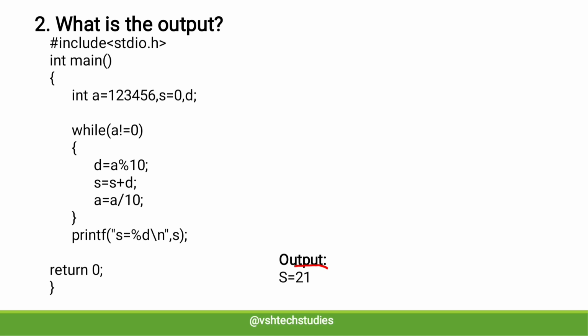So if you observe the output here, that is S equal to 21, the 21 is the sum of all the digits in the number A. Okay. So if you give any number here, this program is going to find the sum of all the digits in that number. Okay.